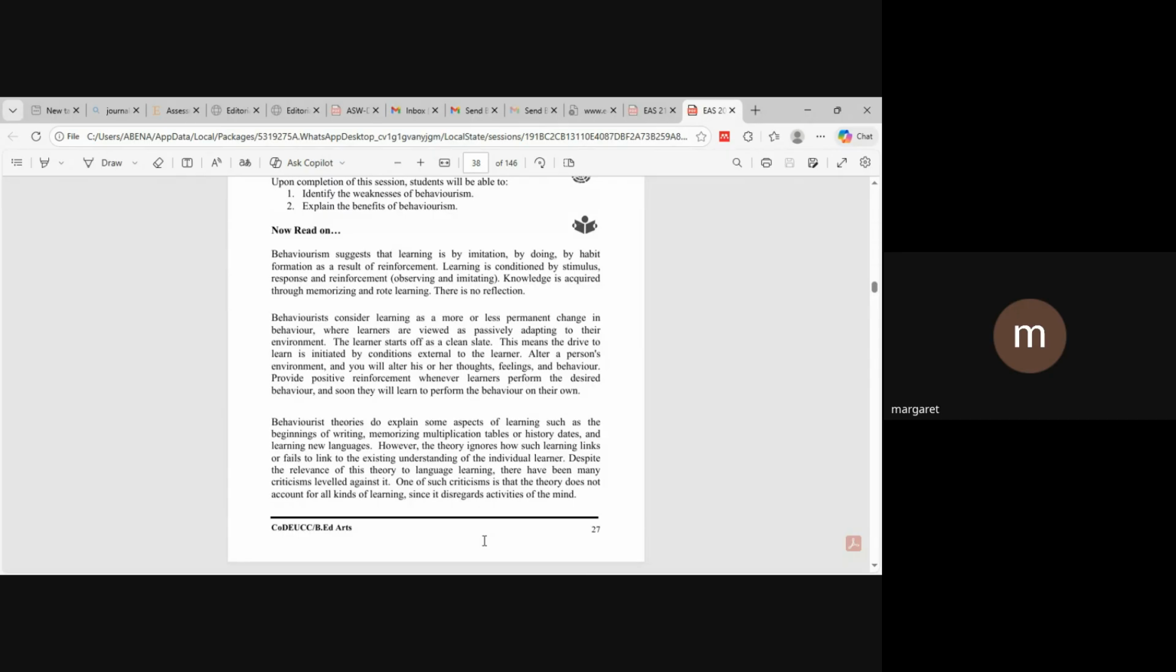Right. So that is one criticism against the behaviorist theory. It fails to recognize the fact that learners have existing knowledge. And at any point in their learning, they build on this existing knowledge to help them to learn new things.